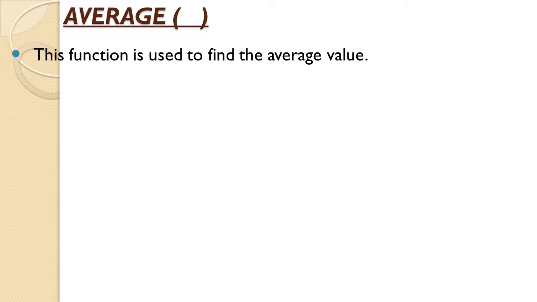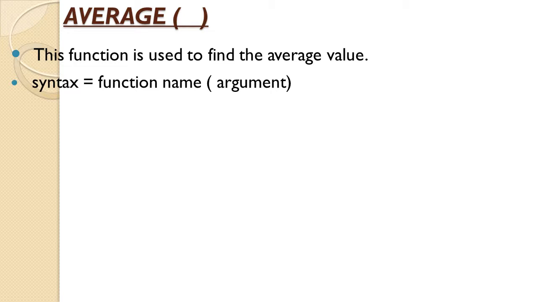Next function name is AVERAGE. This function is used to find the average value. Look at the syntax. Every function must begin with an equal sign. Then we write the function name and open the parentheses. Inside the parentheses, we write the arguments. Example: =AVERAGE(C4:C5).